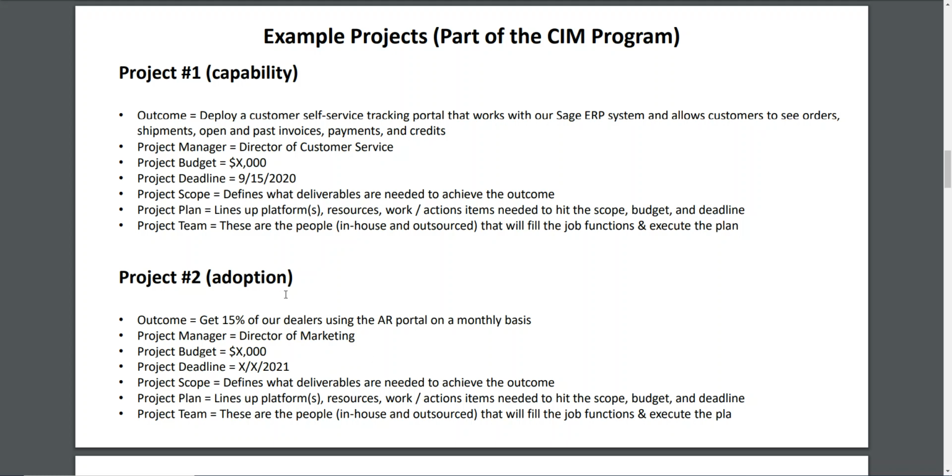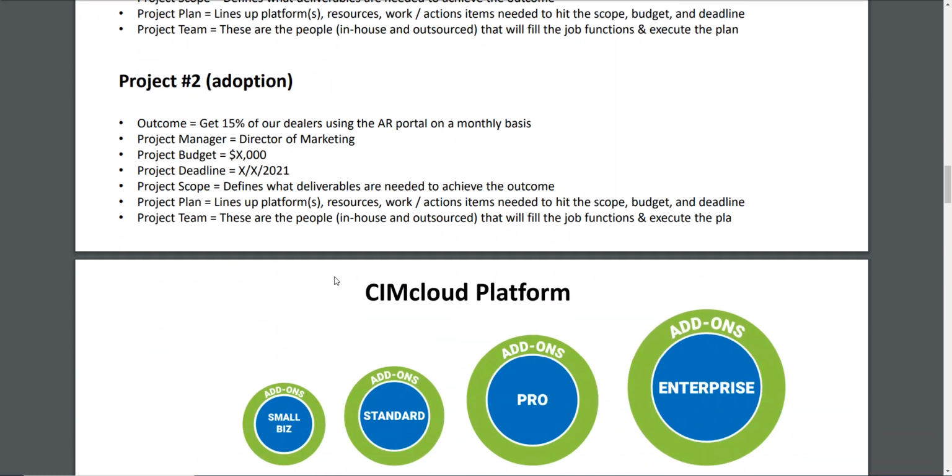Another example project might be, once I get this up, my director of marketing now owns a project that might be smaller scope and time frame of getting 15% of our dealers to use that AR tracking portal on a monthly basis. And there's some measurable saying, if I got 1,000 dealers, I want 150 of them using it at least once a month for a 3-month period in order to achieve that. And there's a project plan that might be marketing and training related and other things that are going to achieve that outcome. But these are example projects that might be part of an overall SIM program.